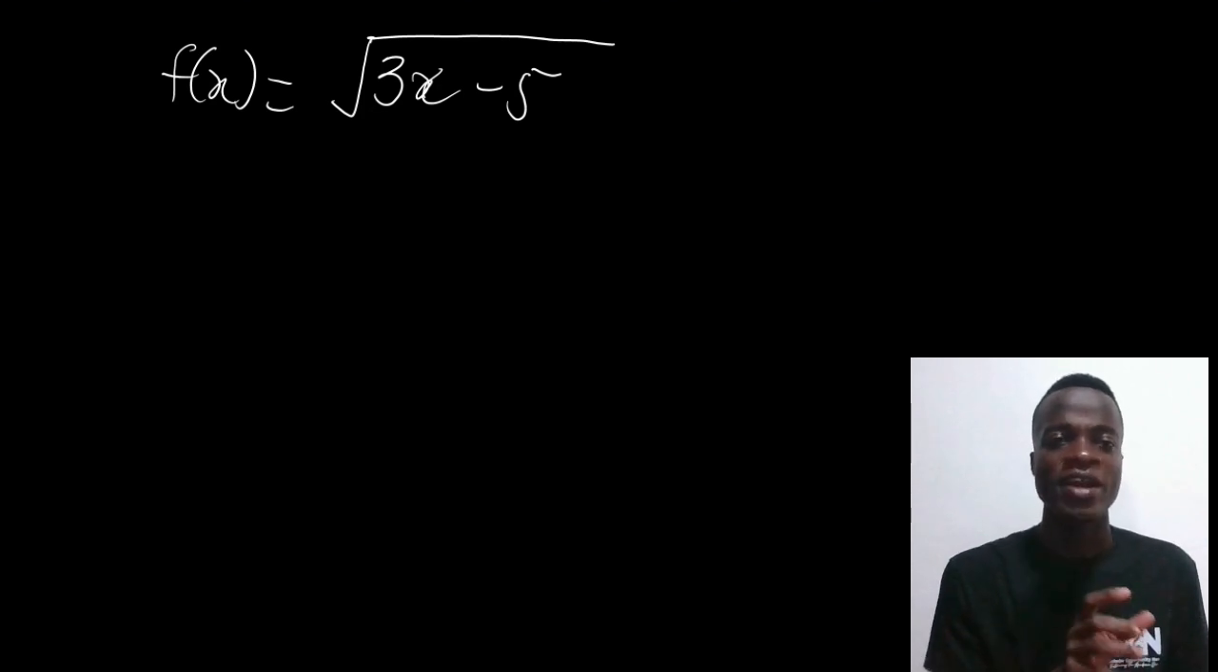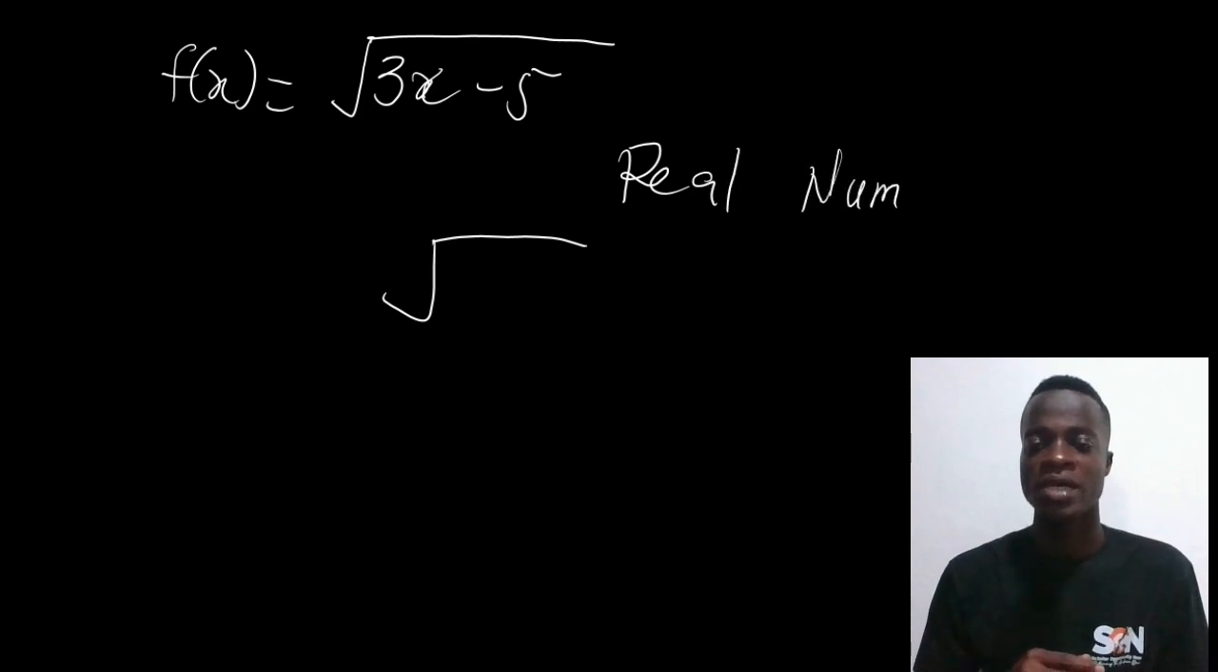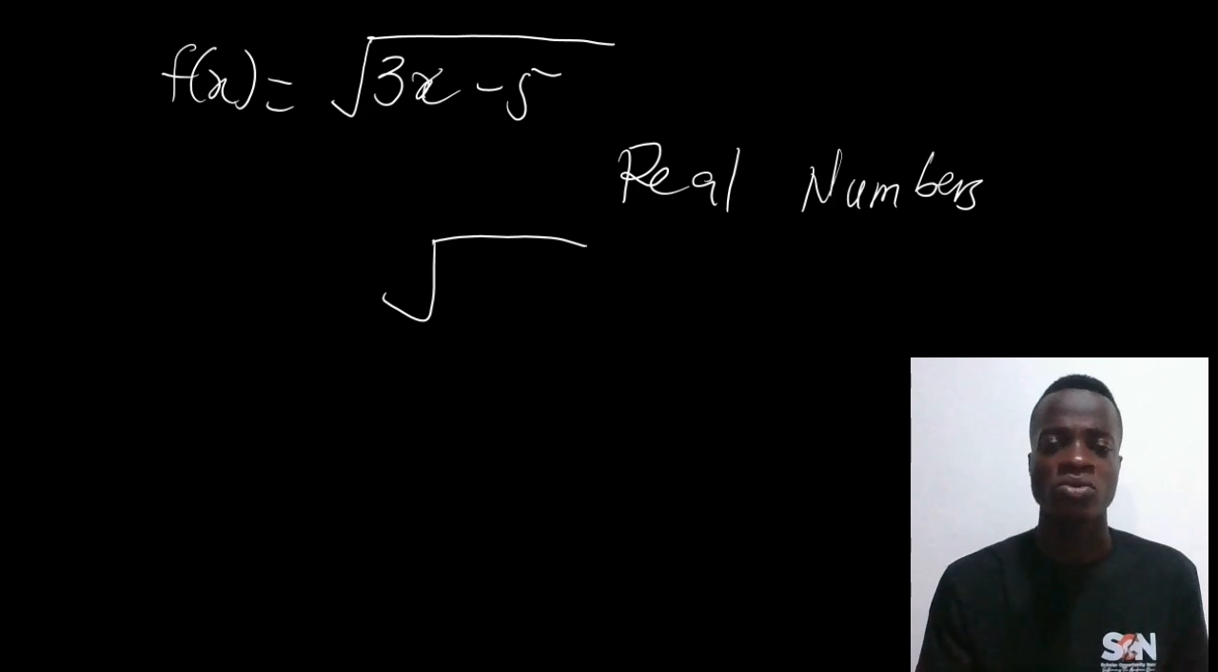For a radical function, you have to know something about square roots. Square roots generally, if you're talking about real numbers, for all real numbers, we cannot have a negative number under a square root. If you have a negative number under a square root, it is not possible, I mean, when we are talking about real numbers. When you have something like that, then it's a complex number. But we are not dealing with complex numbers. We are interested in real numbers, right?